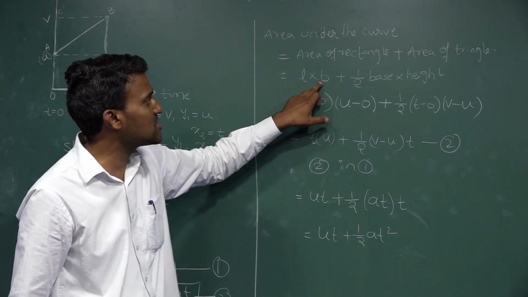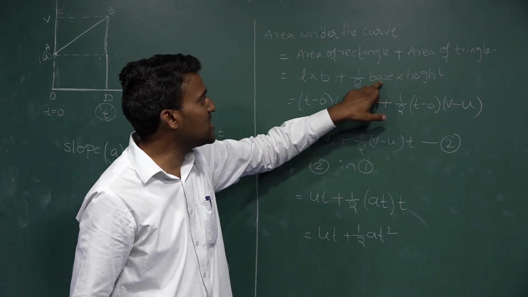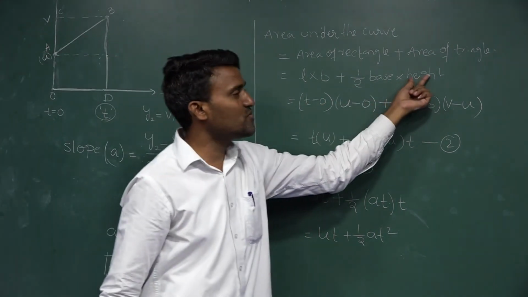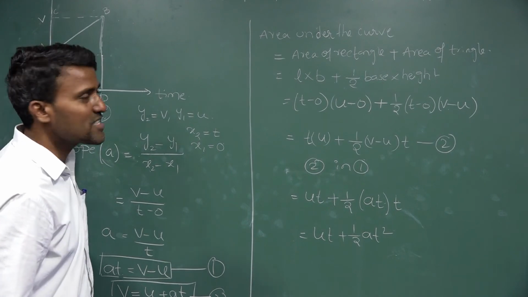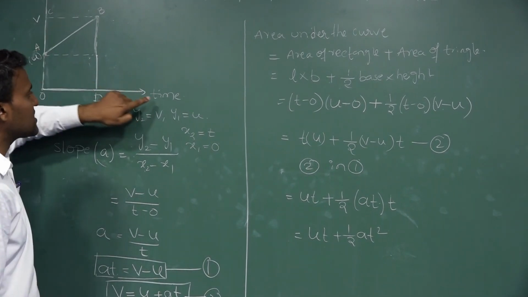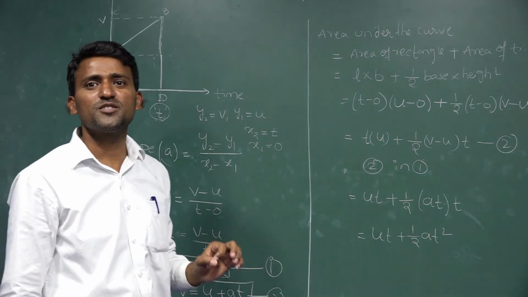Y-axis into x-axis. The area of the triangle is also the base times the height. The base of the triangle is the x-axis, and the height of the triangle is the y-axis. So x-axis into y-axis. What is the y-axis here? Velocity, and the x-axis is the time. Velocity into time is called displacement.